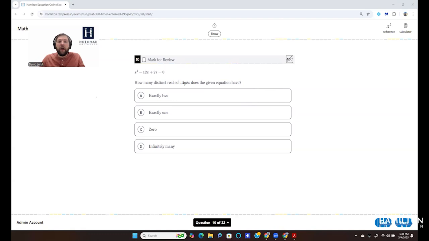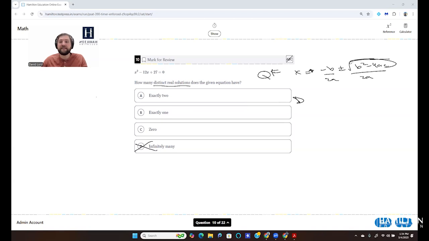Question number 10. x squared minus 12x plus 27. How many distinct real solutions does the given equation have? Well, a quadratic can have a maximum of 2. It cannot have infinitely many. So when they ask this, it's usually asking about the discriminant test. If you recall the quadratic formula, x equals negative b plus or minus square root of b squared minus 4ac, all over 2a. The discriminant test is the inside of the radical.